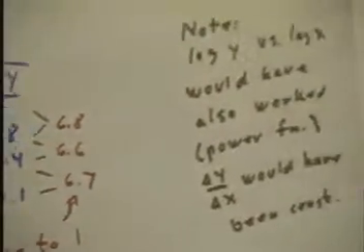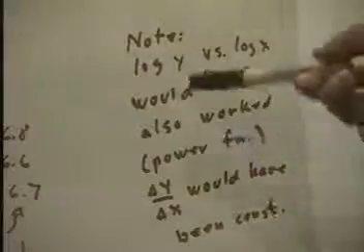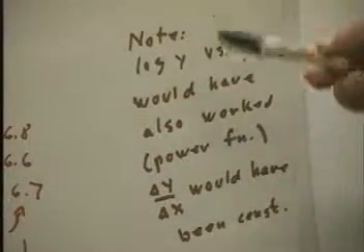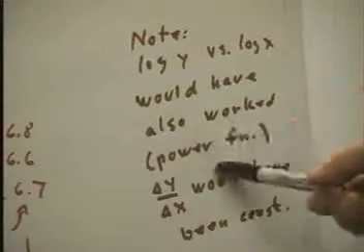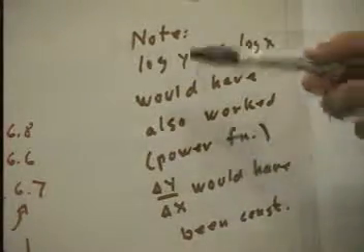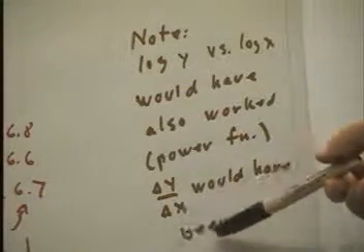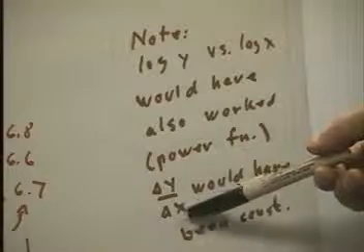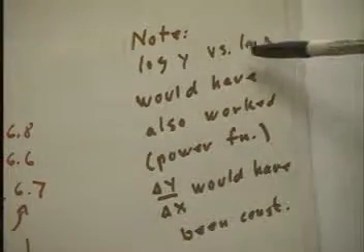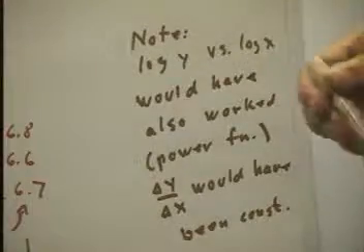We will note that since this is a power function, y equals 5x squared, a log y versus log x transformation would have also worked. Okay, that works anytime we have a power function. In that case, our delta y over delta x would have been constant. But we would have had to calculate delta y over delta x because after we take the logs, our delta x would no longer be constant.